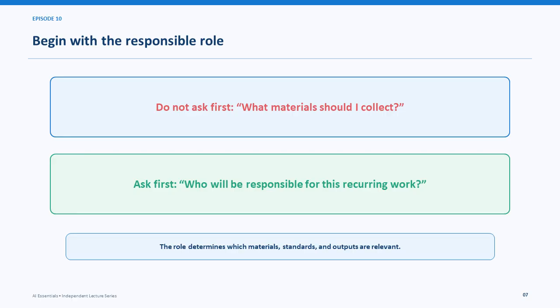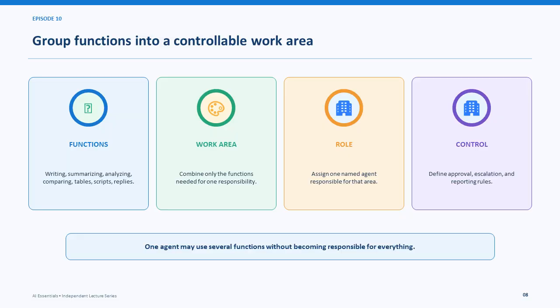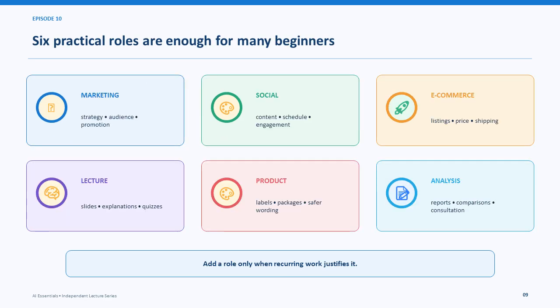Begin with the responsible role. Ask who will own the recurring work, then determine the files, standards, outputs, and review points required. Group functions into a controllable work area. Define the functions, boundary, role, and controls. One agent may use several functions without becoming responsible for everything. Six practical roles can cover many beginner needs: marketing, social media, e-commerce, lecture production, product and label work, and analysis. Add roles only when recurring work justifies them.